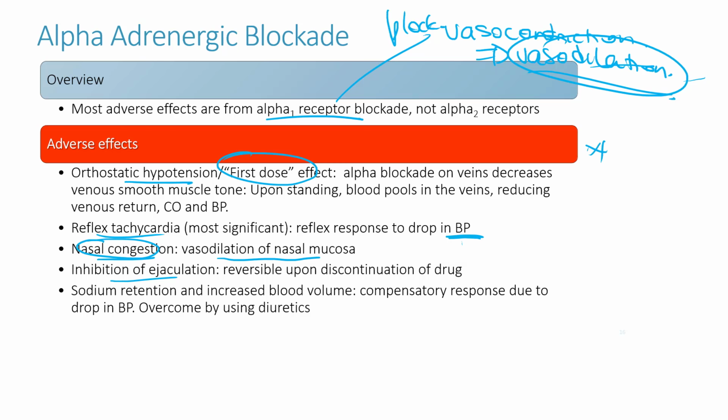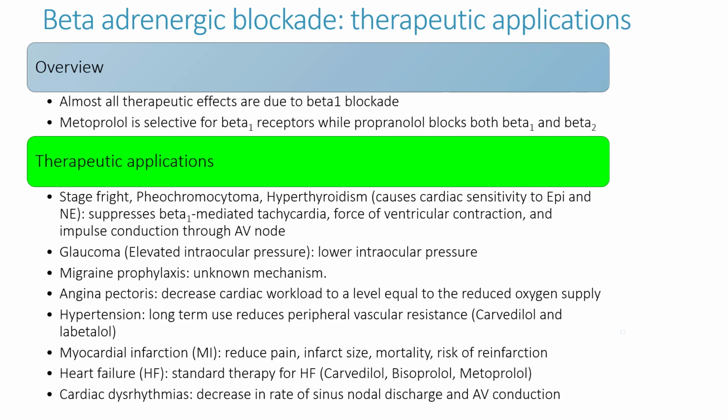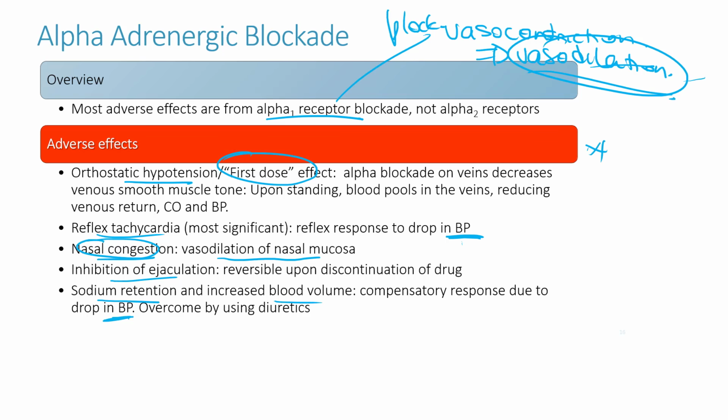And because the sympathetic nervous system is also involved in the renin-angiotensin-aldosterone system, blocking of the alpha receptors can actually cause sodium retention and increase blood volume, right? Mainly due to the drop in blood pressure. If you have a drop in blood pressure, you want to increase blood volume, and so you have sodium retention and increased blood volume as a result of that drop. This is overcome using diuretics here. So that's with adrenergic receptor blockade.